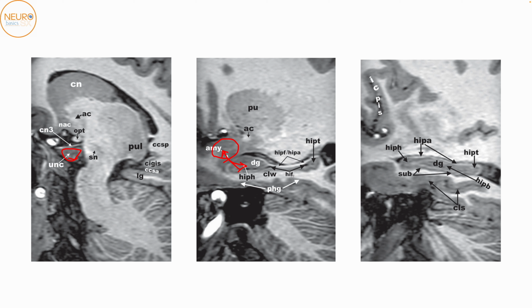This structure below the hippocampus here is the parahippocampal gyrus. The slightly T1 hyperintense structure will be your fornix.